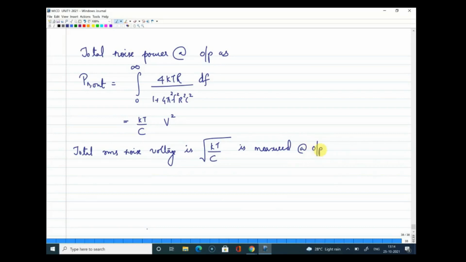Right. Now, what is the importance of the discussion of this RC over here? What I have here as a sample and hold circuit is a MOSFET and a capacitance here, which is CH. This is the input.